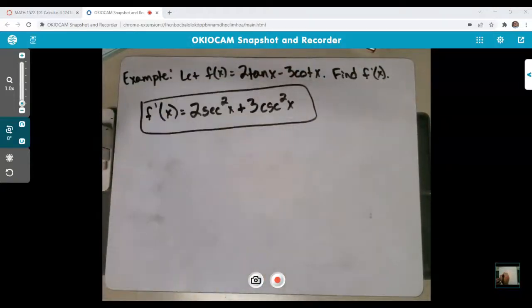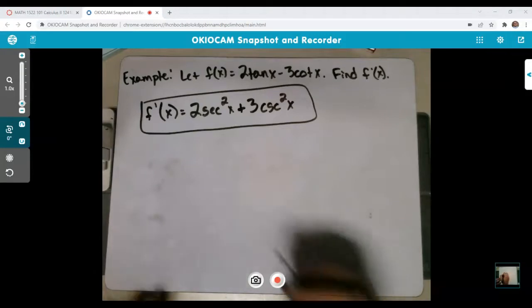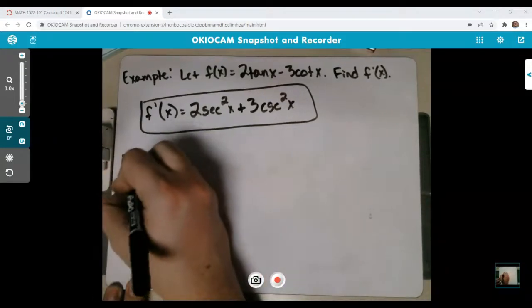Again, just as long as we know what the trig rules are, we are good. Another example.